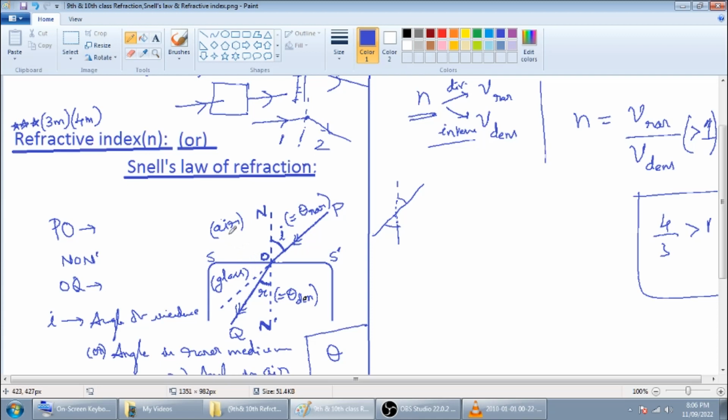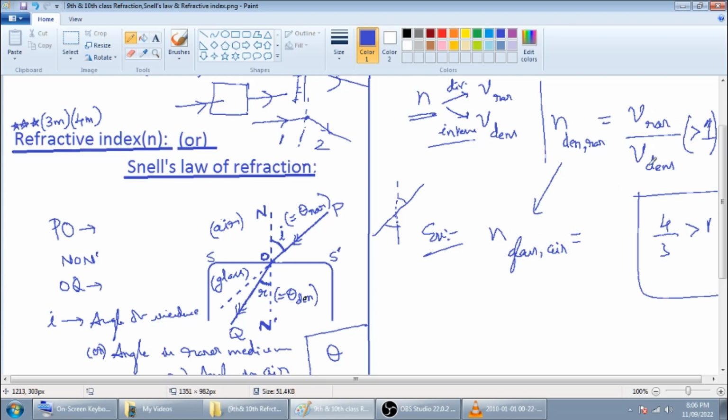Refractive index of glass with respect to air is defined as 1.5. So what is the symbol for this now? N. Refractive index, simply N. So this refractive index is also called as what? Refractive index of the denser medium with respect to the rarer medium, or simply it's called refractive index. For example, refractive index of glass: the denser medium is glass, and the rarer medium here is what? Air.